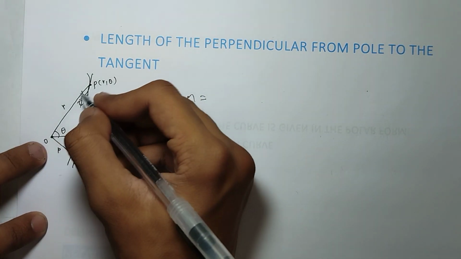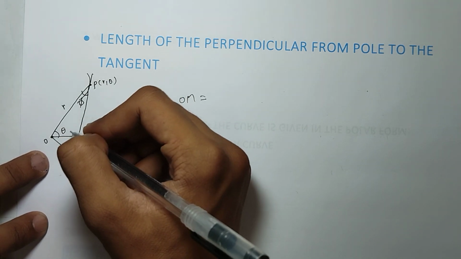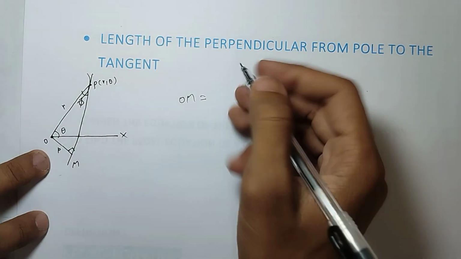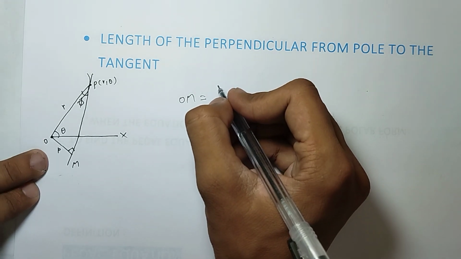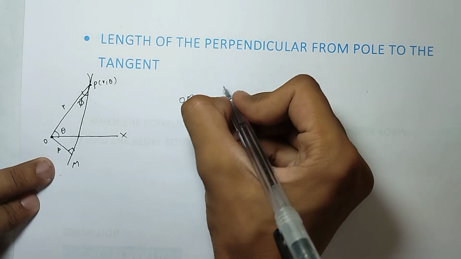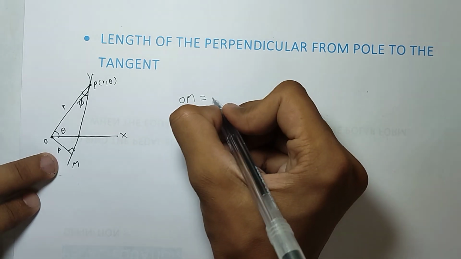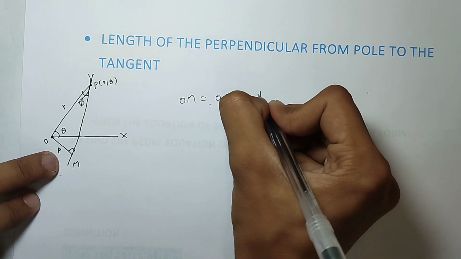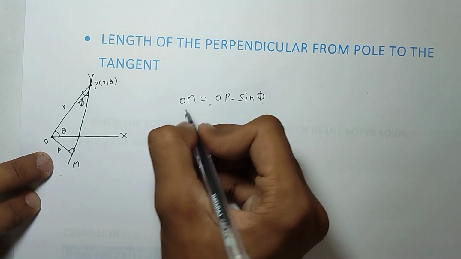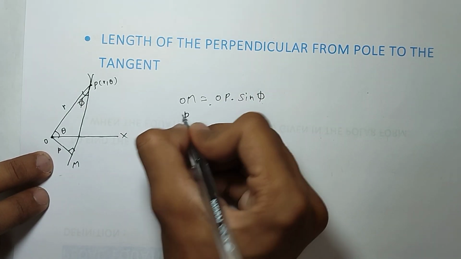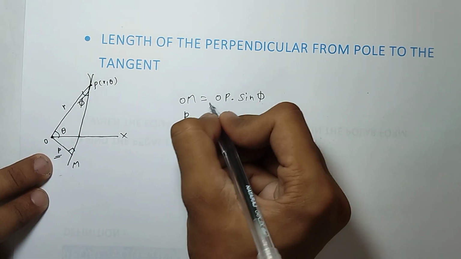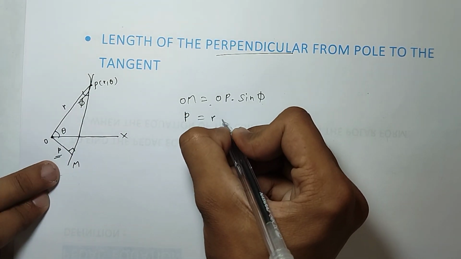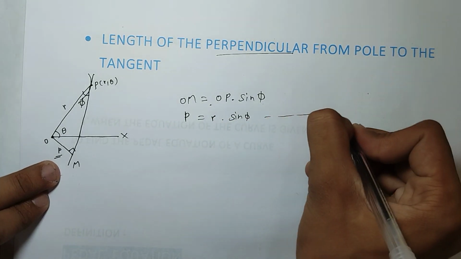We know the value of OP, so we use sine, because sin φ equals perpendicular upon hypotenuse, which is r. Now I have the perpendicular OM and this is our sin φ. So what is OM? We suppose OM is small p, that is our required length of the perpendicular drawn from the pole. OP is our radius vector, so p = r sin φ. This is our equation first.